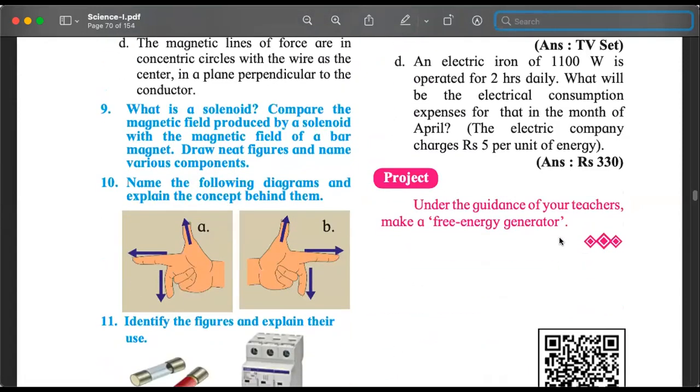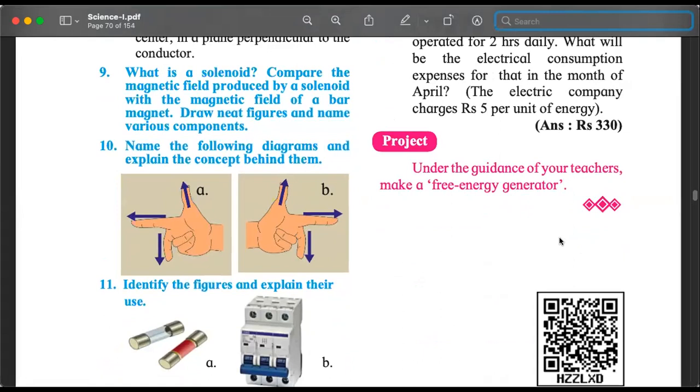There is a very interesting project at the end, which is under the guidance of your teachers: make a free energy generator. बिना किसी पैसे के energy बना सकते. सोचो, बताओ. If you are interested, we will try to make.